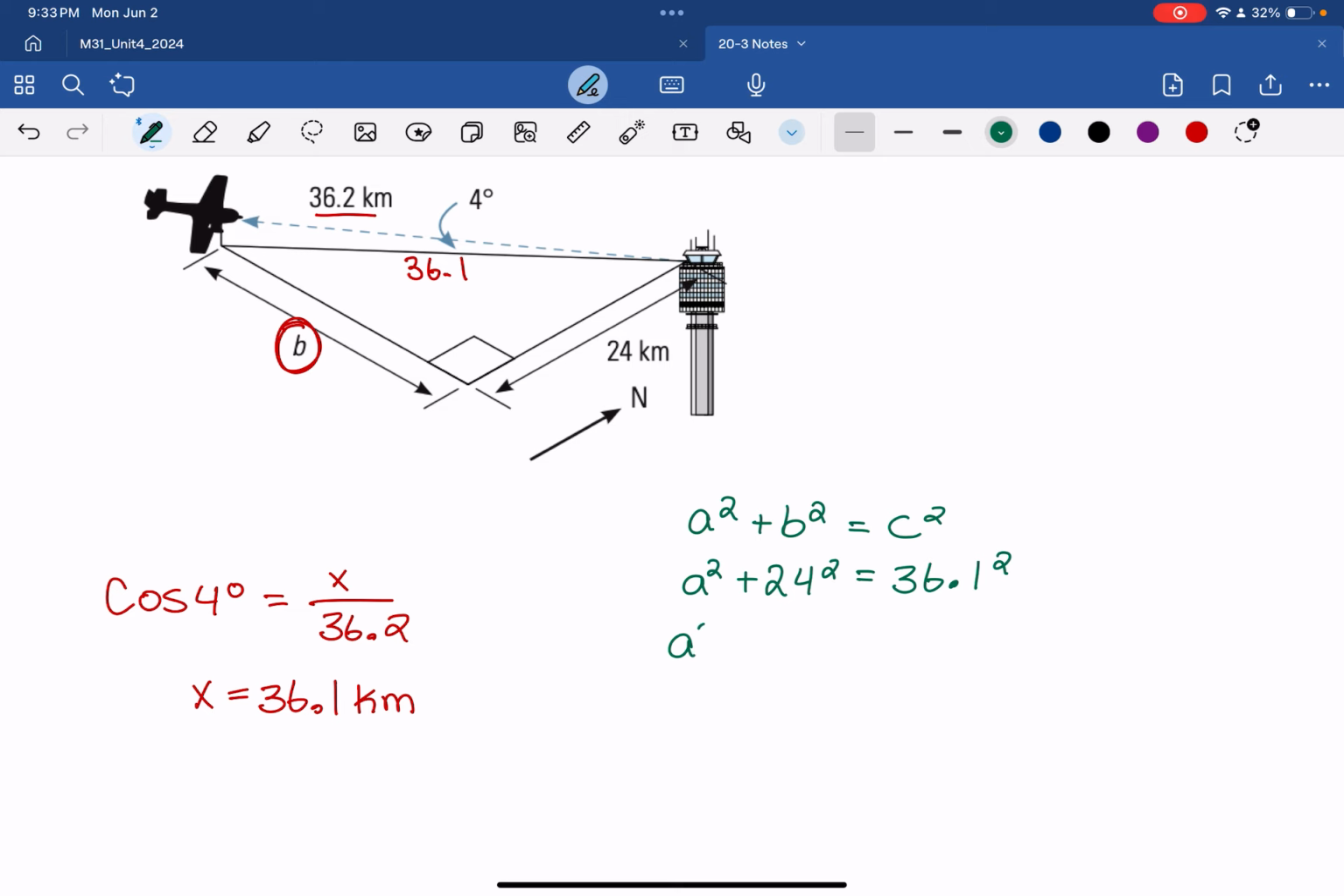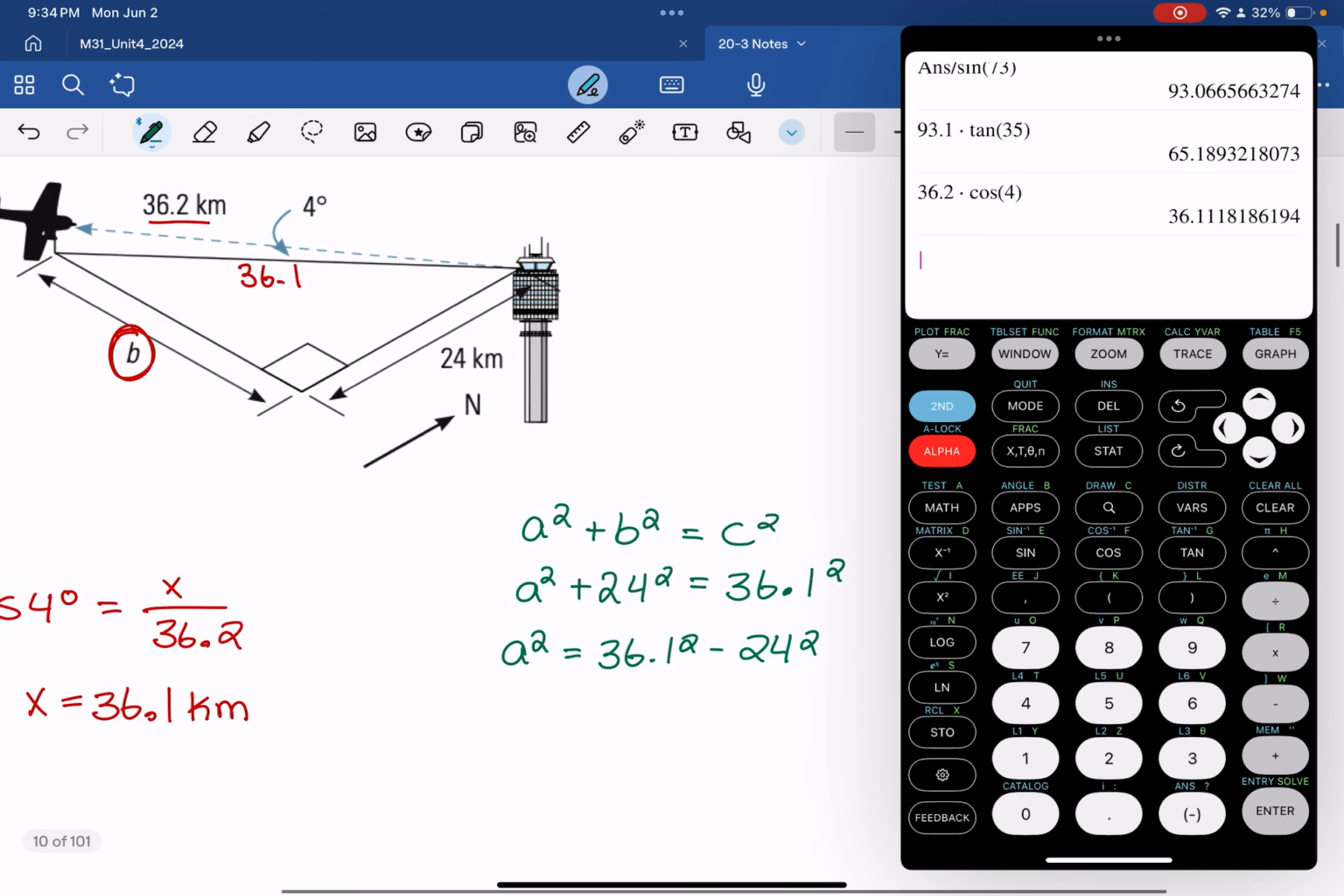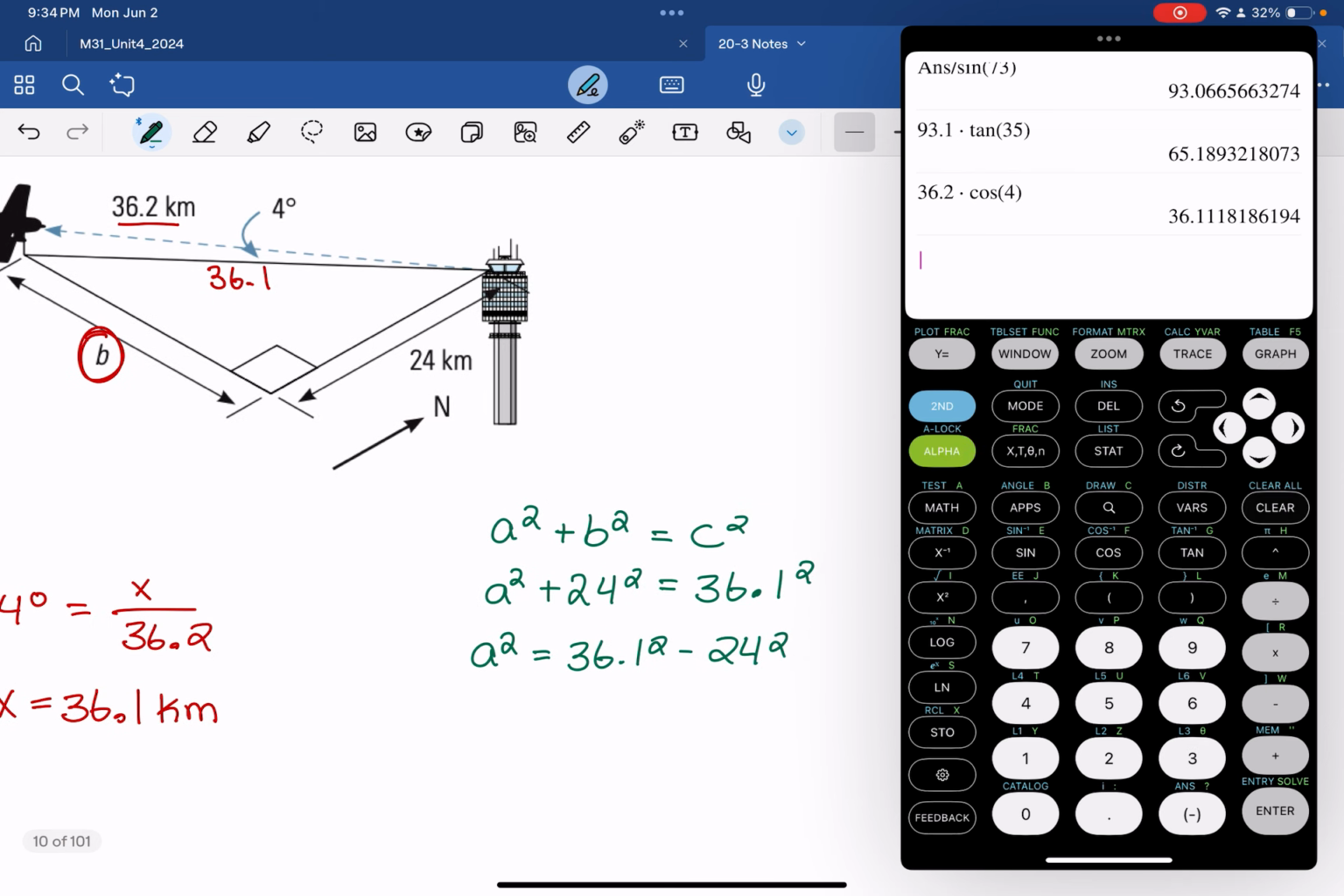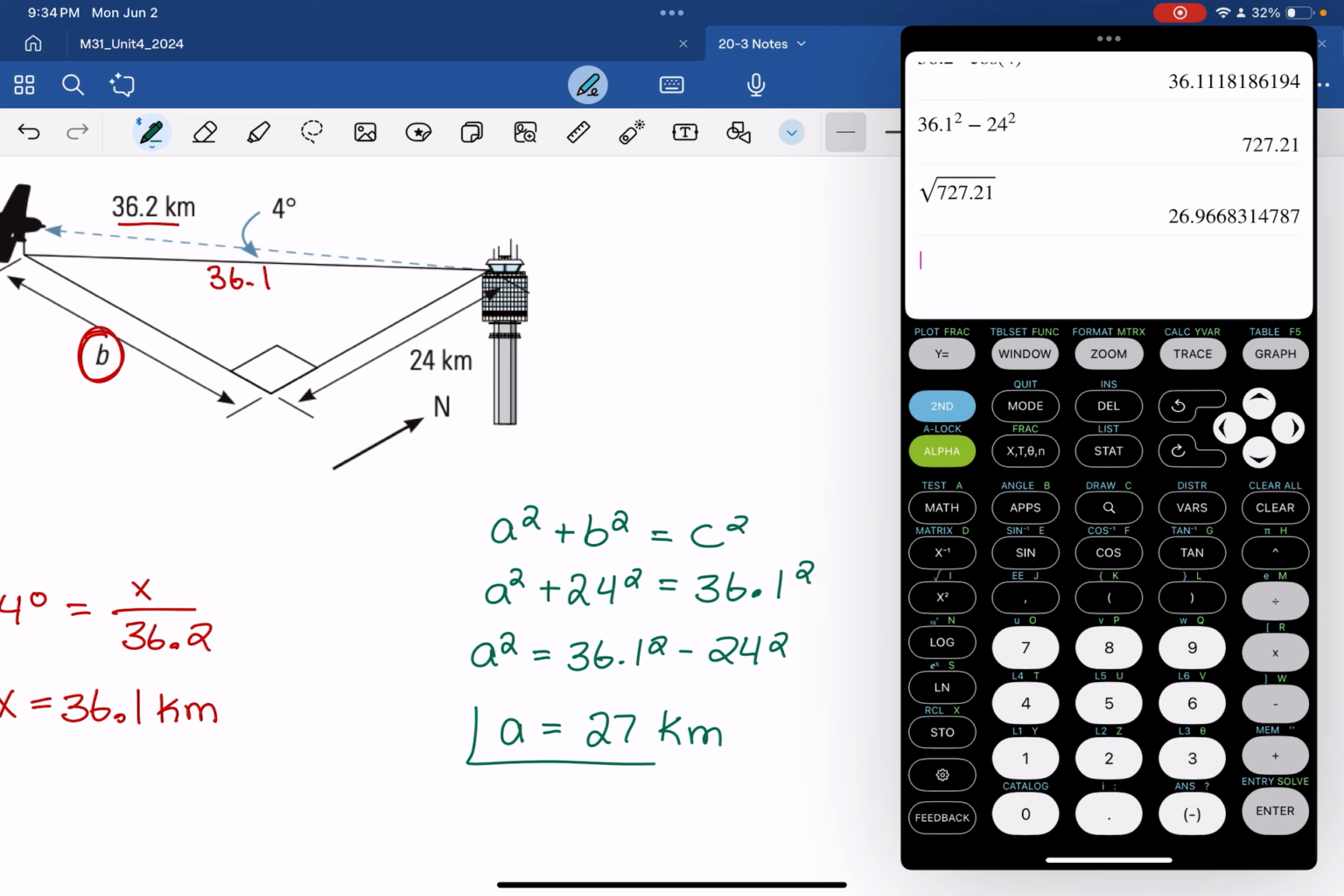Okay, so if I rearrange this, I have to take my hypotenuse minus the other side length. So I'm going to take 36.1 squared minus 24 squared. And you have to take the square root of the number that you got. So I'm getting that we are 26.96. So I'm going to round this to 27 kilometers west. Okay.